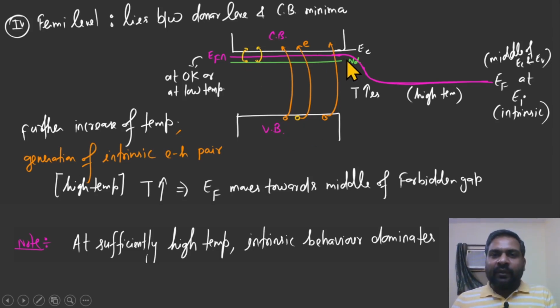Then the Fermi level will shift towards the center. The Fermi level represents an occupation probability of 50%. Initially it is here, with 50% occupation probability, but if more and more holes are generated, the probability decreases and it will lie around the center. So as T increases, EF moves towards the middle of the forbidden gap. At sufficiently high temperature, intrinsic behavior will dominate.